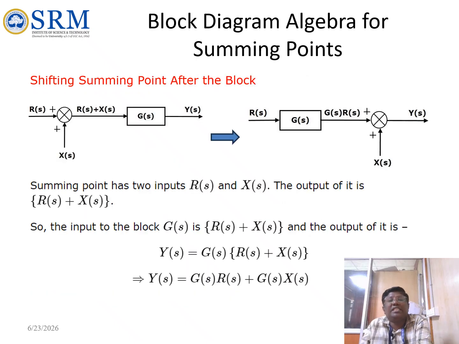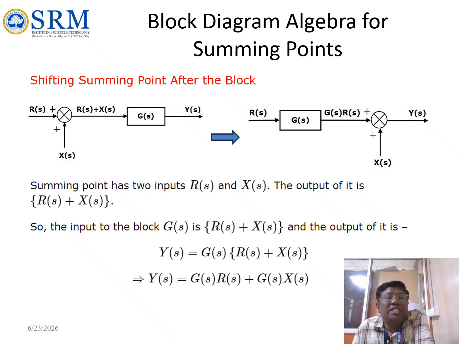Now shifting the summing point after the block. So here R of s, X of s, two input signals are there. It will be summing up here, R of s plus X of s, and the block with processing function G of s, the output is Y. If you are shifting the summing point to here, this block is shifted to here. So R of s into G of s. So we'll be doing a multiplication, G of s into R of s and X of s, and this one will be getting Y of s.